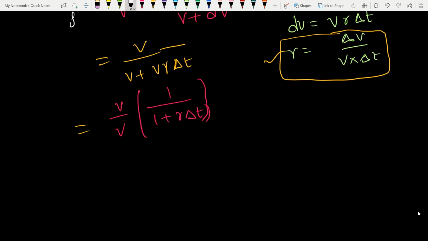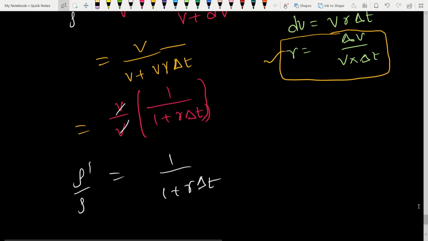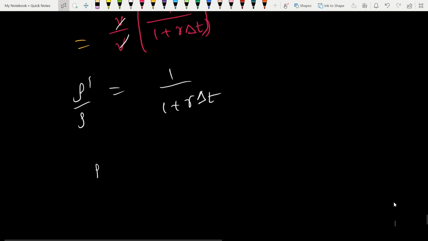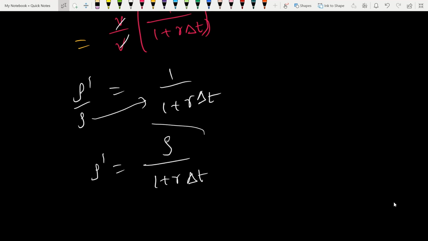Here V and V we can cancel, then the final answer you will get is 1 by 1 plus gamma into delta T. So rho dash by rho equals 1 by 1 plus gamma into delta T, that is, rho dash equals rho by 1 plus gamma into delta T. That is how you will get the rho dash value.